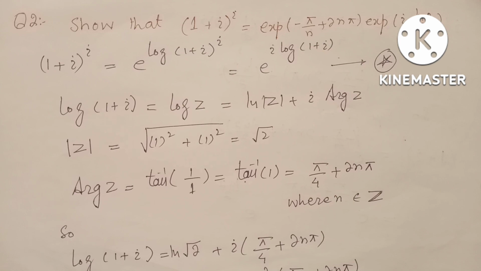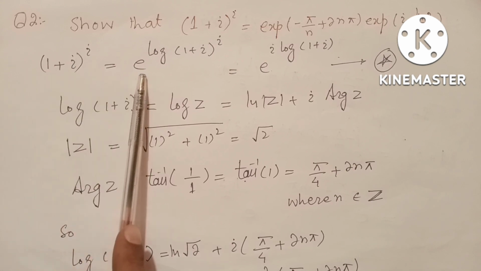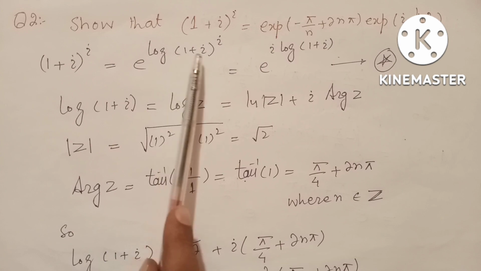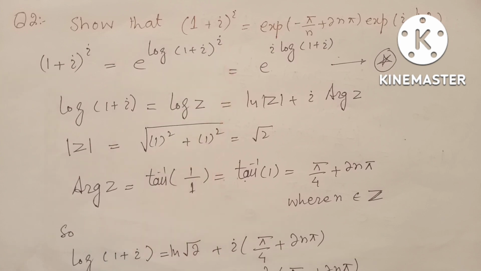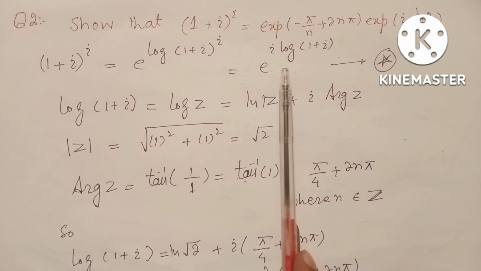Show that (1 + i)^i is equal to this. As we know, we can write (1 + i)^i as e raised to the power log of (1 + i)^i. By using the law of logarithm, we will write this in this form, which we name the first equation.